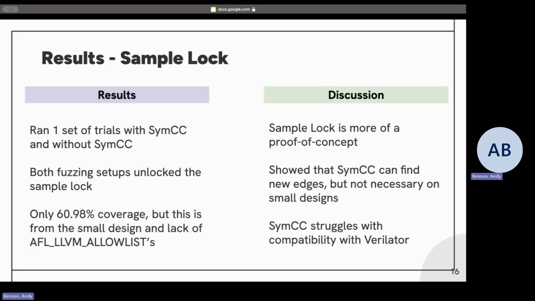The sample lock solution was actually found through the fuzzer. SimCC provided some other seed inputs that explored new branches in the code, but it was not the source of the lock solution.